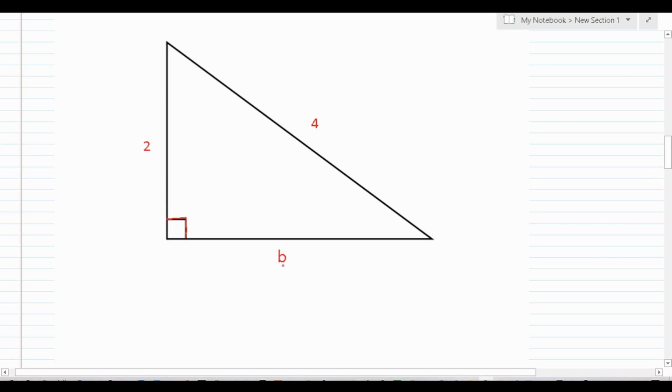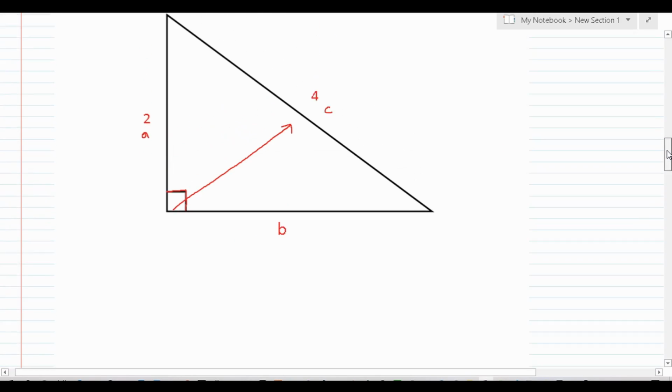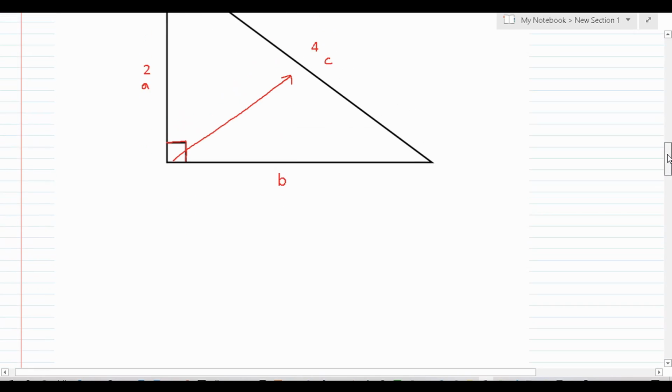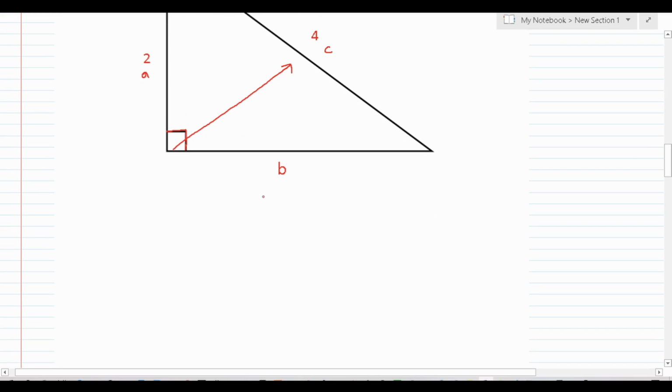And in this case, we know what a is. A is 2. We know what c is. Again, c is always going to be across from the right angle, and c refers to the hypotenuse. And in this case, we don't know what b is. So we're going to use the Pythagorean theorem in order to find that. And I'm going to start by writing down the Pythagorean theorem.